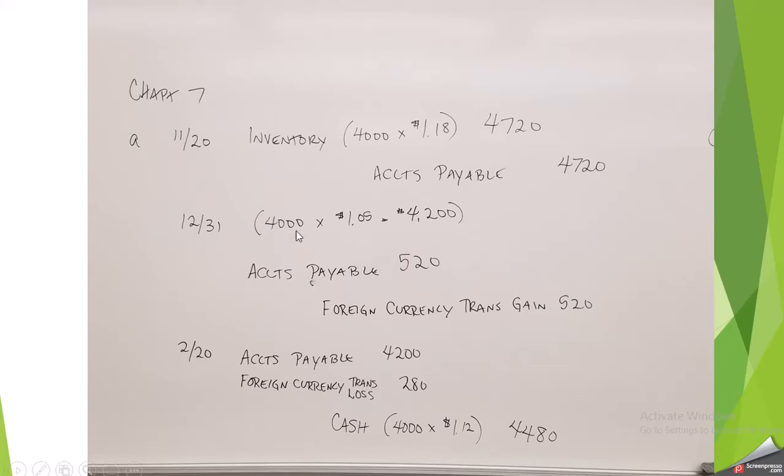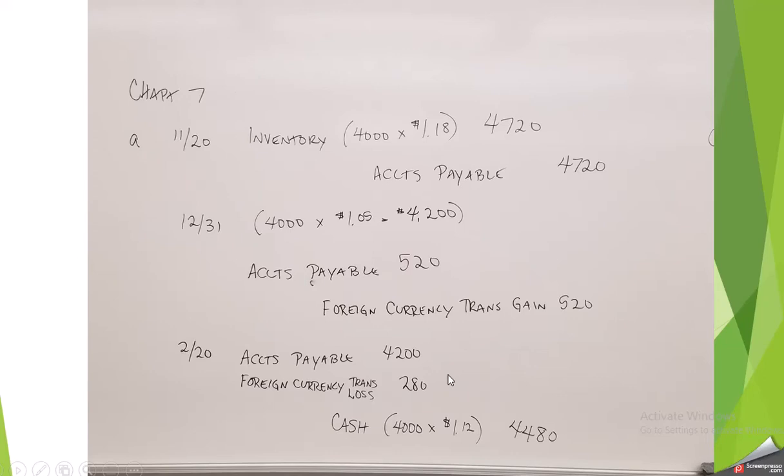So then now we say, okay, if we owe 4,000 Swiss francs and it takes $1.05 to get 1, our new liability is 4,200. So then we're going to reduce our accounts payable by the difference. The 4,720 minus that 4,200 is where the 520 comes in. And then again, we're reducing it, so we're going to debit it. So then that means we have a credit that we need to book. So the credit tells us it's a gain. And again, if you just look at the dollar amounts, we're going to settle the liability for less. So then we have a foreign currency translation gain of $520.